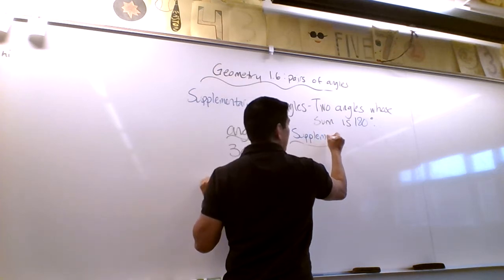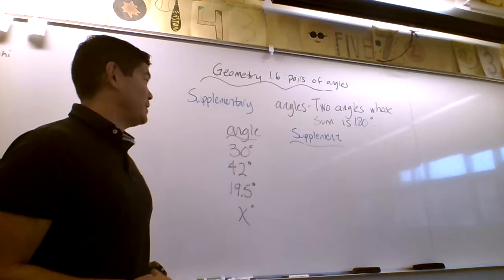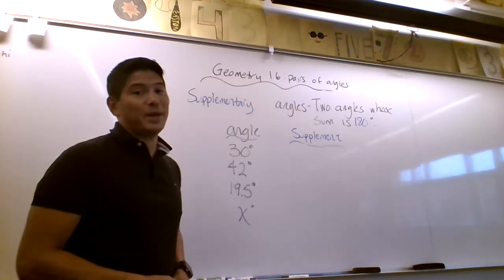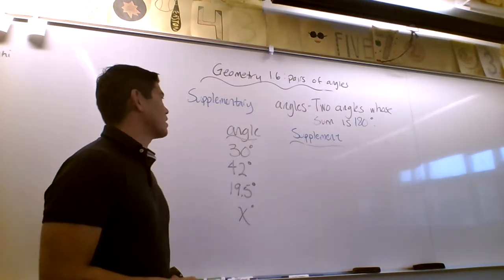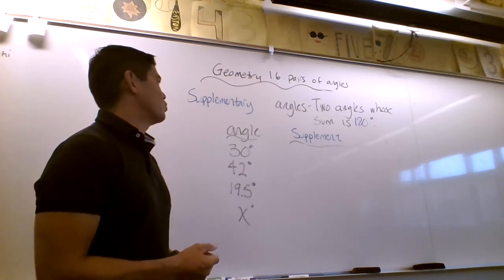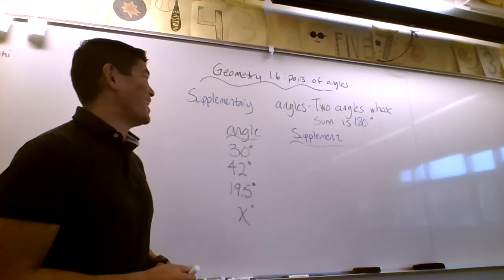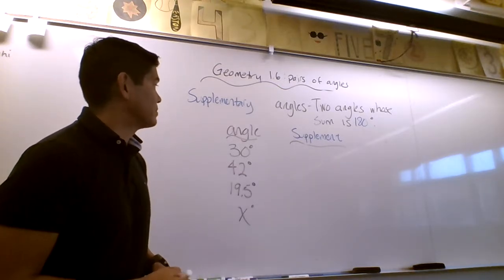I'm actually using the exact same examples that we did for complementary angles. And as you'll see, the supplement of an angle would not be the same as the complement because the complement of an angle adds with a given angle to equal 90 degrees. It's impossible for them to equal both 90 and 180 at the same time for their sum.